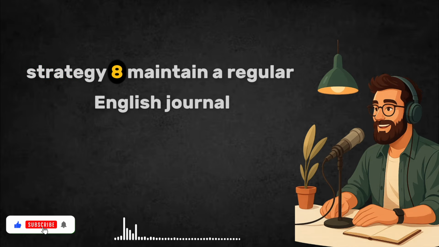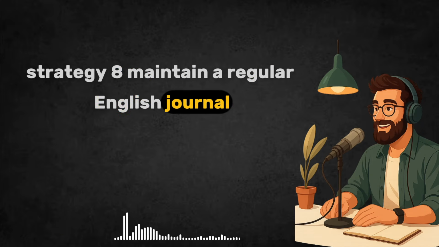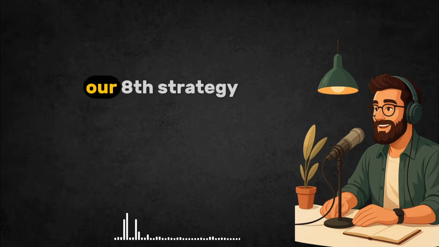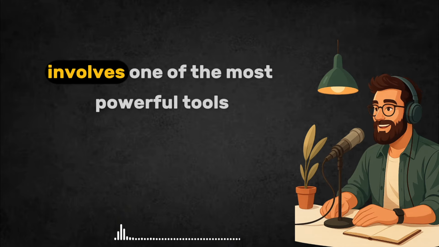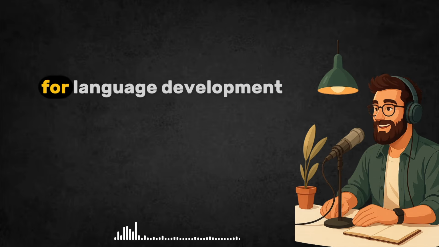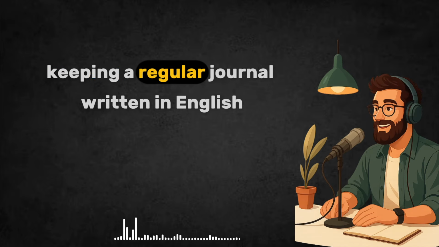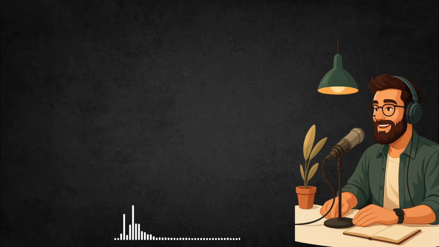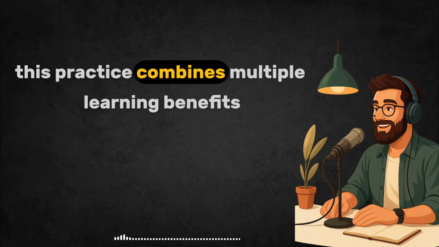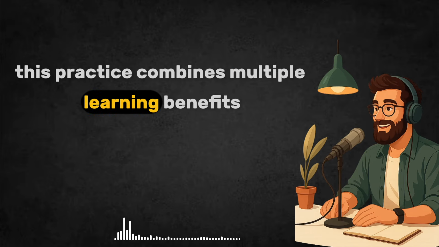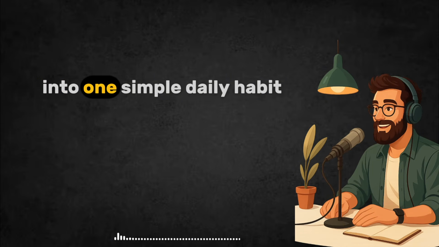Strategy 8. Maintain a regular English journal. Our eighth strategy involves one of the most powerful tools for language development: keeping a regular journal written in English. This practice combines multiple learning benefits into one simple daily habit.